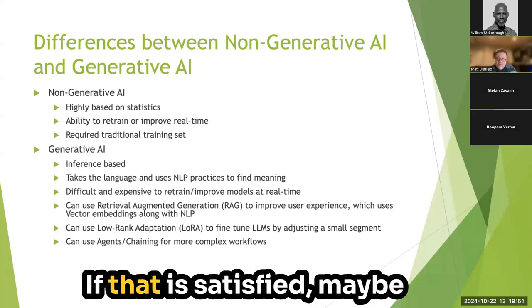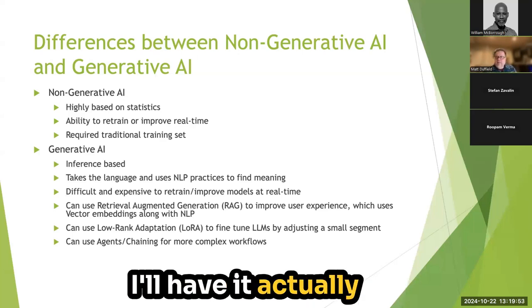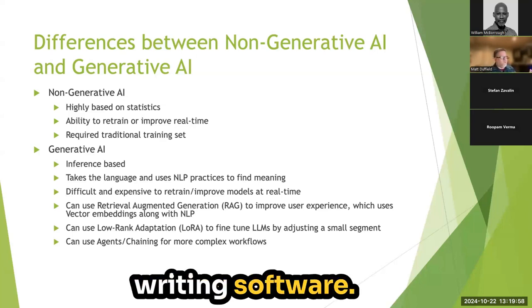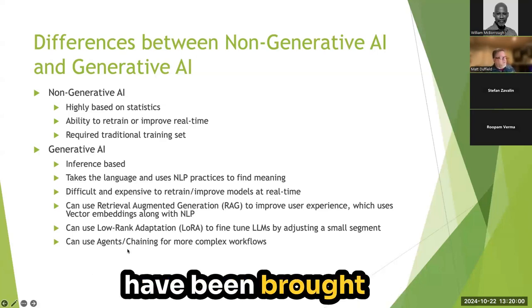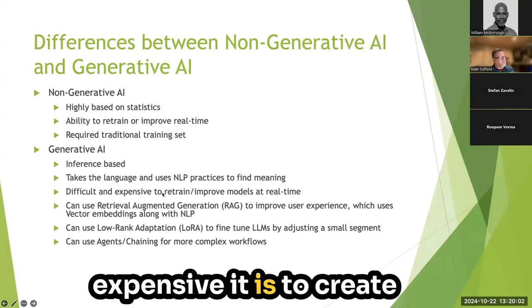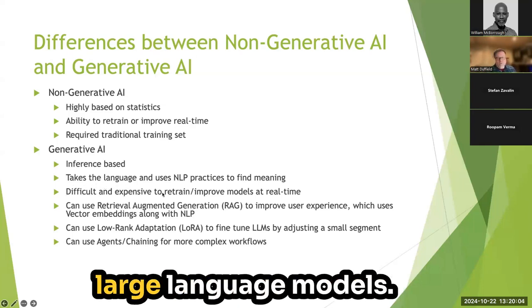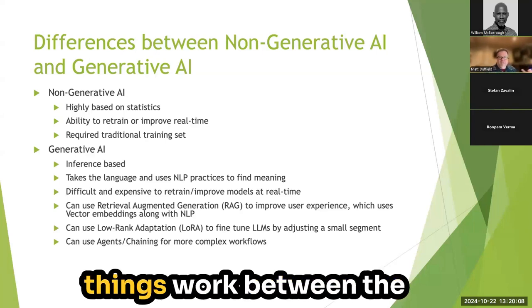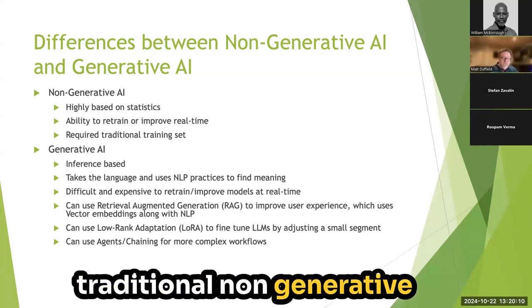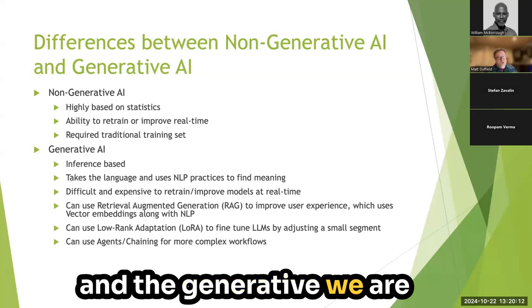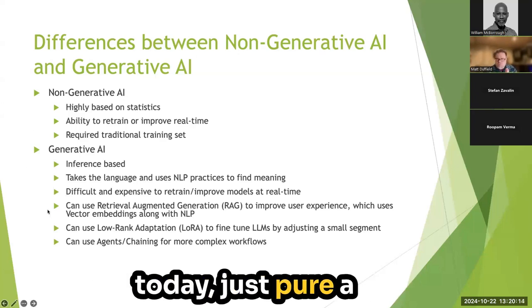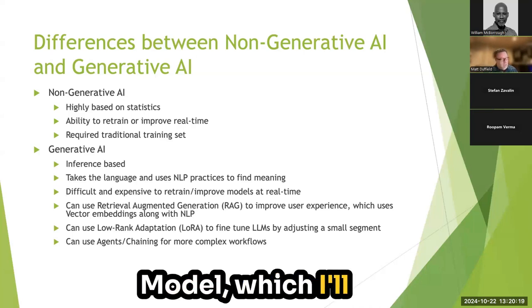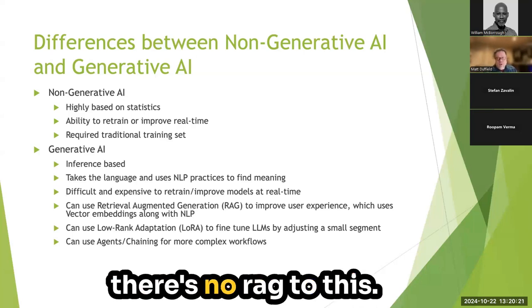And if that is satisfied, maybe I'll have it actually do another couple of things, like code generation for writing software. These implementations have been brought in because of how expensive it is to create and build your own large language models. And this is just really a high level picture of how things work between the traditional, non-generative, and then the generative. We are going to be discussing today just a pure large language model. It's actually an expert model, which I'll mention in a second. There's no RAG to this.